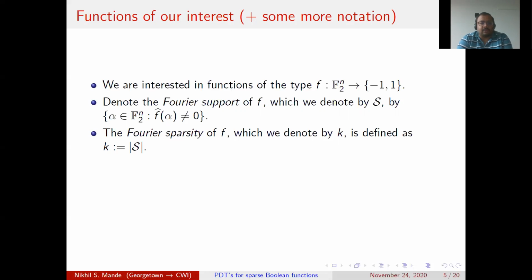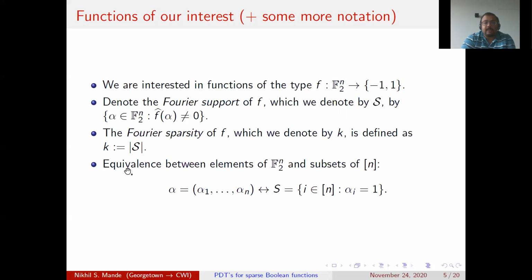For example, if you were to compute the Fourier sparsity of the parity function on n variables, that's going to be 1. If you were to compute the Fourier sparsity of the AND function on n variables, that's going to be 2 to the n. There's a natural equivalence between elements of F2 to the n and subsets of [n], which I'll also be using throughout this talk. An n-bit string alpha in F2 to the n has an analogous characteristic set, which is a subset of [n], which corresponds to all coordinates where alpha i is 1.